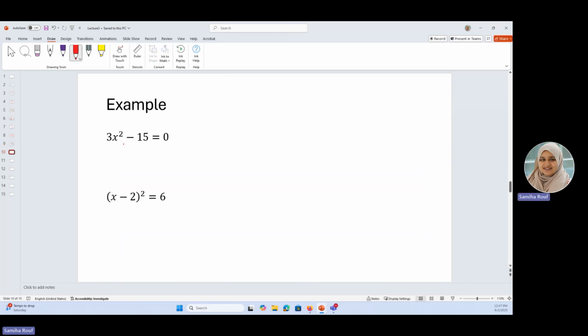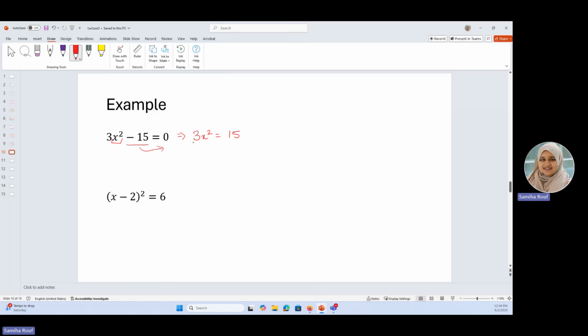All right, so let's look at this example. We have 3x squared minus 15 equals 0. Well, the first thing I'd have to do is isolate the term x squared. I have to have the x squared term completely on its own. So I could start off by moving this negative 15. That gives me 3x squared equal to positive 15. So you're just adding 15 on both sides.